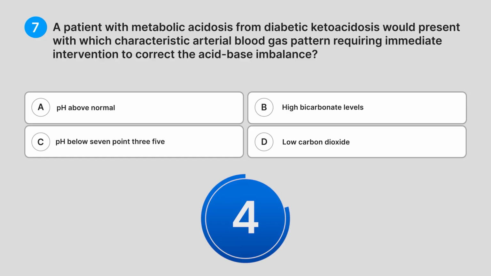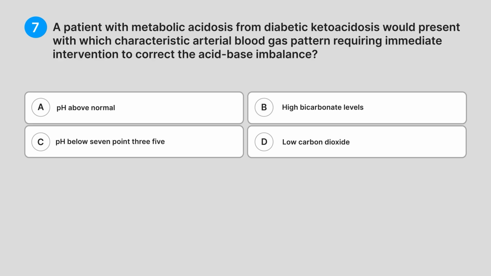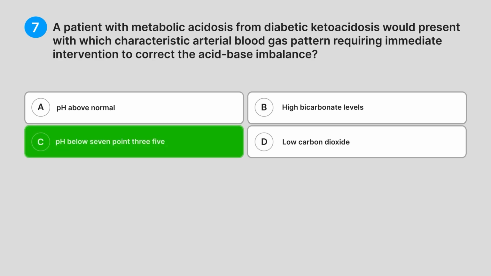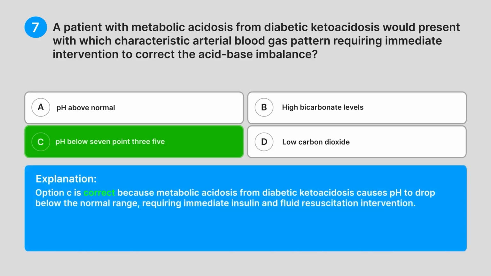Can you guess the answer? Correct answer, C. pH below 7.35. Explanation. Option C is correct because metabolic acidosis from diabetic ketoacidosis causes pH to drop below the normal range, requiring immediate insulin and fluid resuscitation intervention.